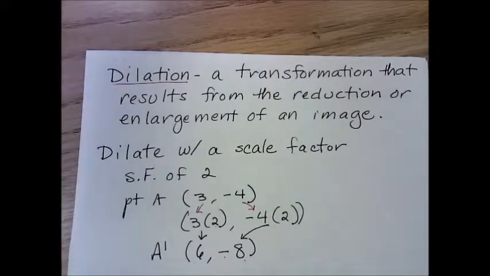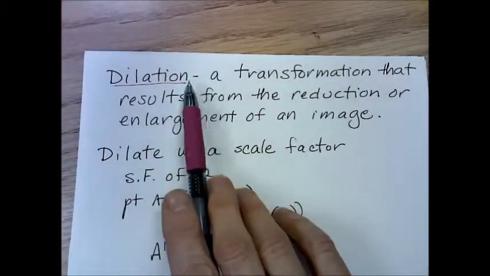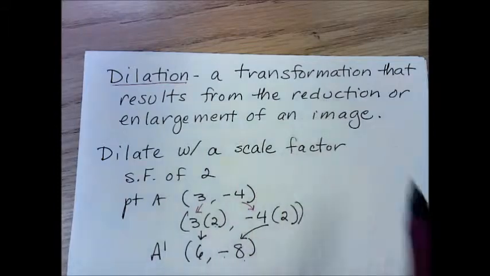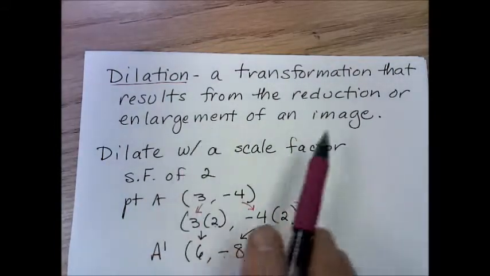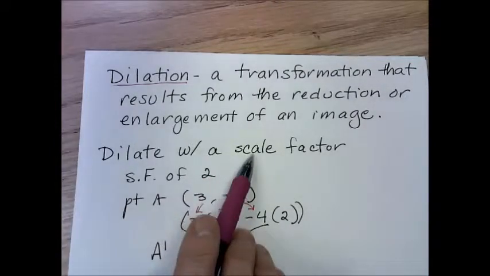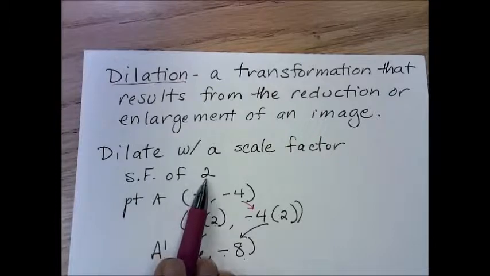All right, welcome. Today we're going to talk about dilations. Dilation on the coordinate plane is a type of transformation that results from the reduction or the enlargement of an image. When we dilate with a scale factor, so if we were using a scale factor of 2, what we do with this scale factor is multiply each coordinate by the scale factor.